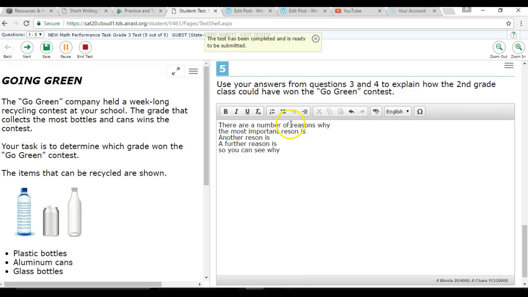There are a number of ways the students in the second grade class could have won the Go Green contest. Use your answer questions.